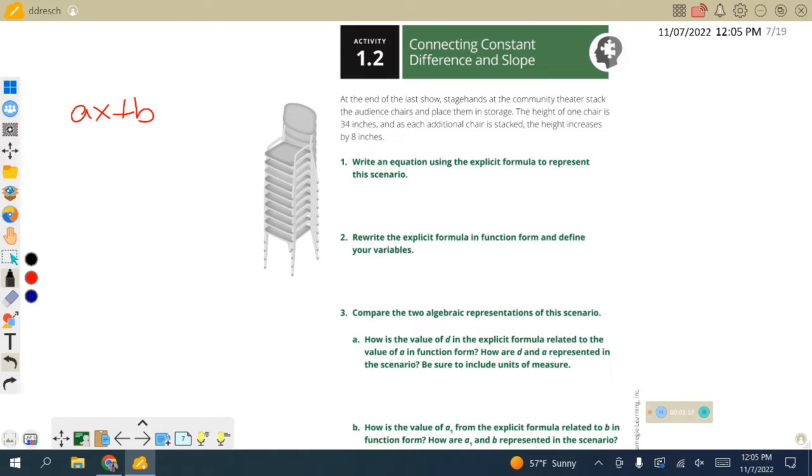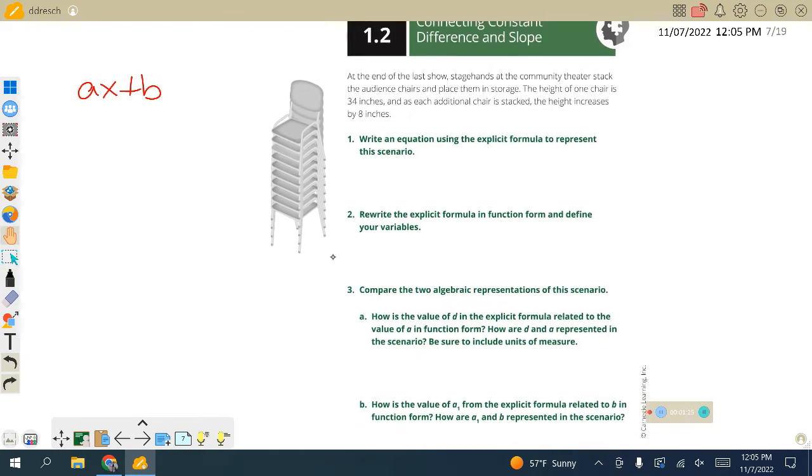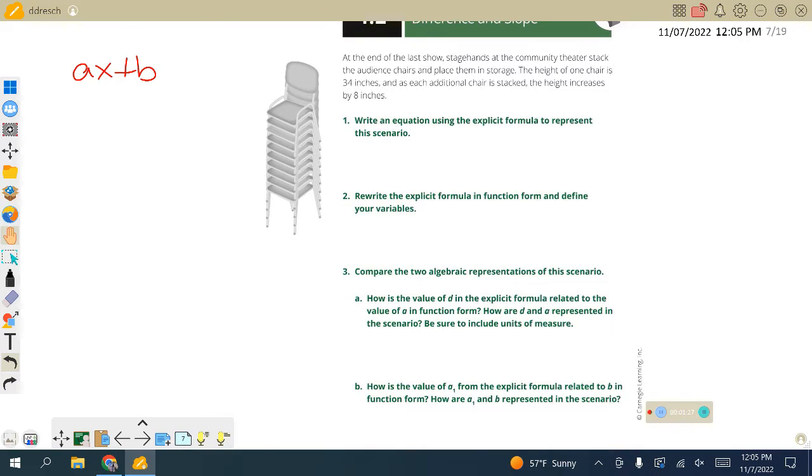So let's take a look and read through that problem on that M2-12 page. At the end of the last show, stagehands at the community theater stack the audience chairs and place them in storage. The height of one chair is 34 inches, and as each additional chair is stacked, the height increases by 8 inches. So we've all put chairs inside of chairs before, okay? So what that means here is where that chair height is, let's say it's 34 inches.